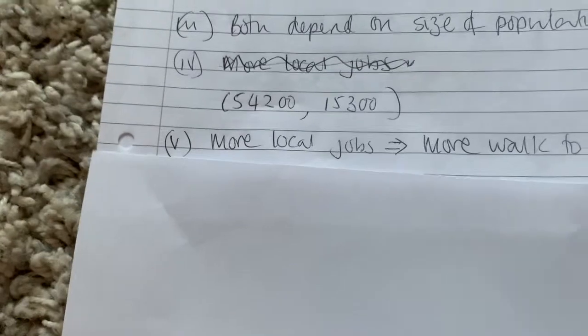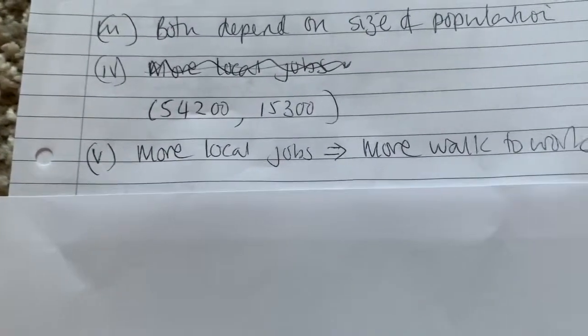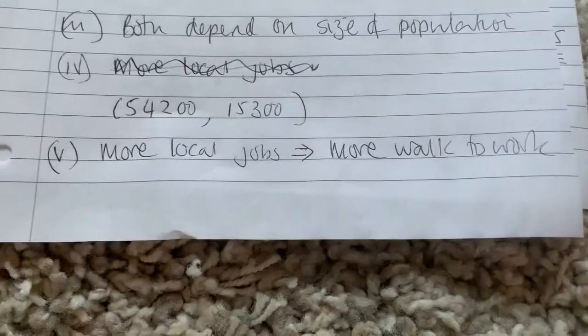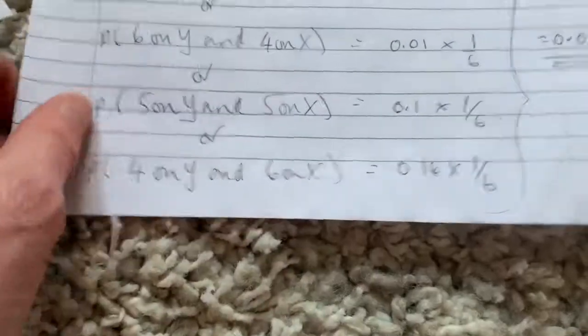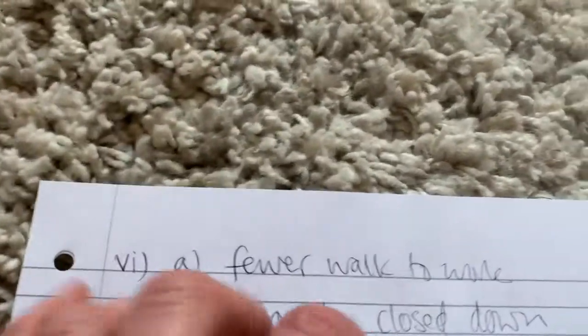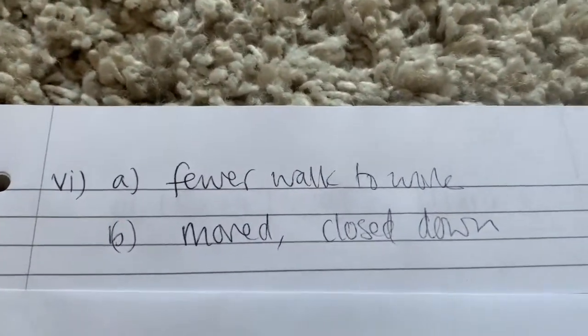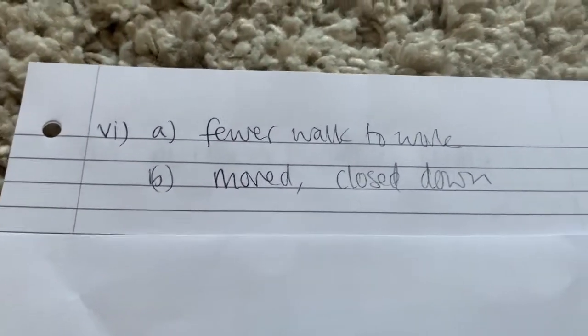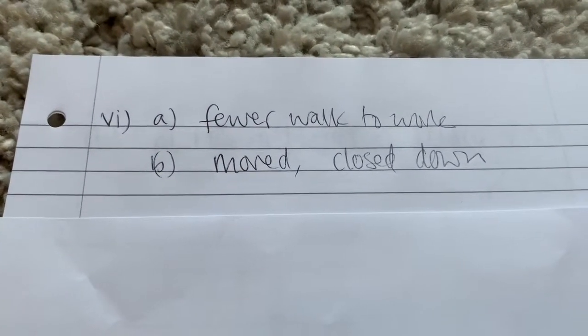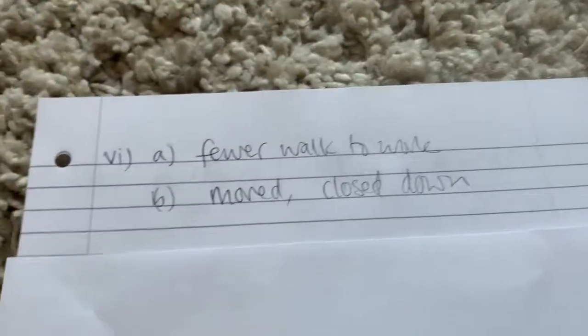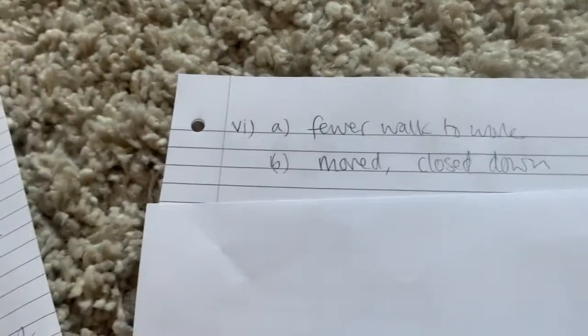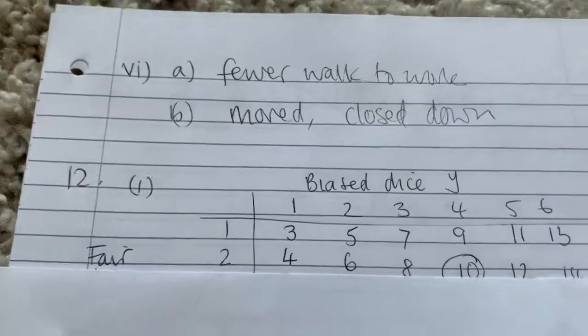Part 5, you're looking at, one reason might be more local jobs, means more people walk to work. And part 6, got fewer walking to work, and B moved closer. That's one more question. Right, people moved, or closed down.